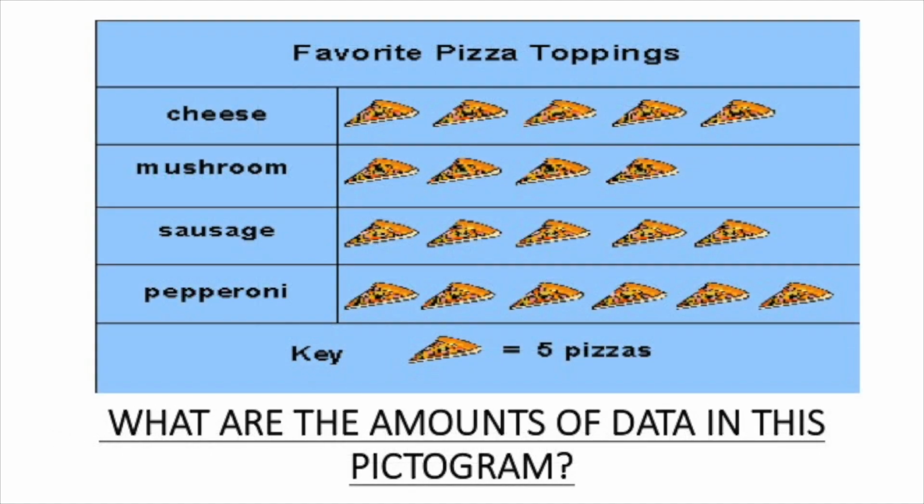What's the title of this pictogram? Favorite pizza toppings. This is what pizza we like to eat. We have cheese, mushroom, sausage, pepperoni. Okay, let's look at the key first. 1 pizza slice, how many pizzas?